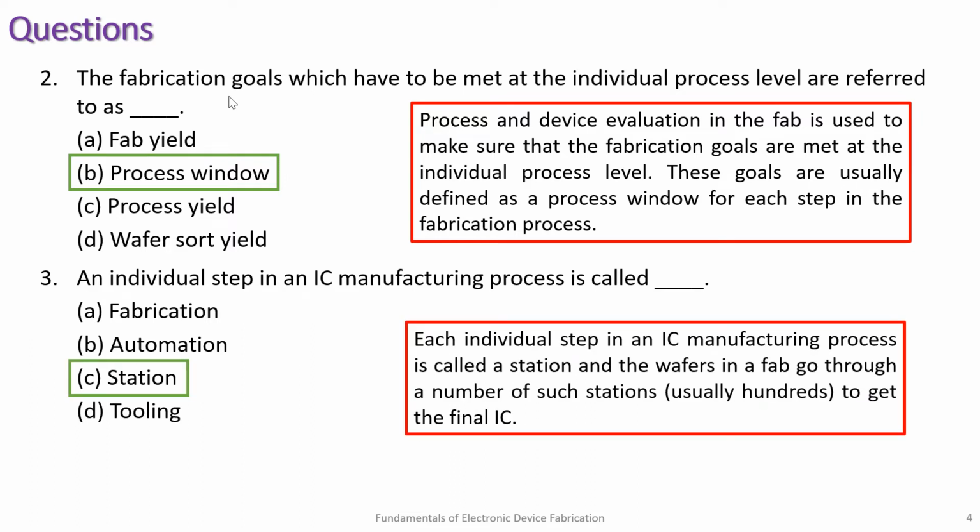So each individual step in an IC manufacturing process is called a station, and the wafers in fabrication go through a number of such stations to form the final IC. I hope that's clear for all of you. Now we will move on to the next question.